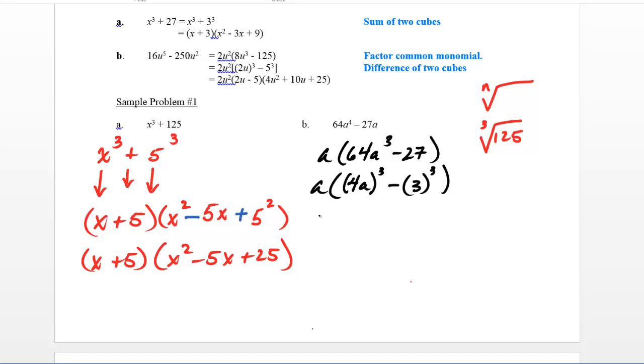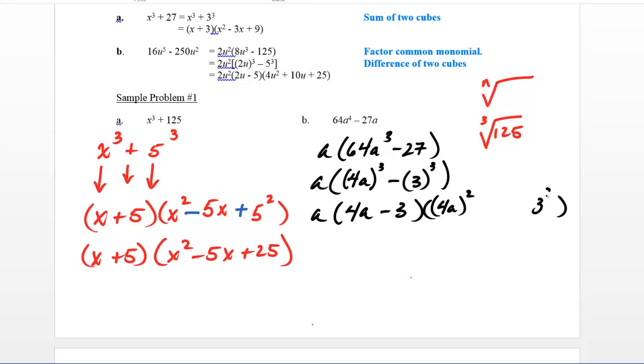Now I'm going to use my patterns to get that. That's going to be 4a minus 3, and then that's going to leave me 4a squared. Notice I use parentheses there because the squared term has to go on both the 4 and the a. I have a remaining 3 squared. Again, that's always positive. The first sign in the trinomial is opposite of the original, so I'm going to have a positive there, and then it's going to be the product of those two parts. So 4a times 3 is going to give me 12a.